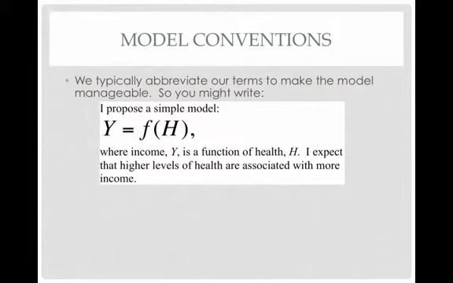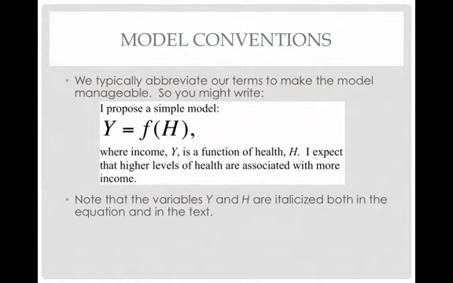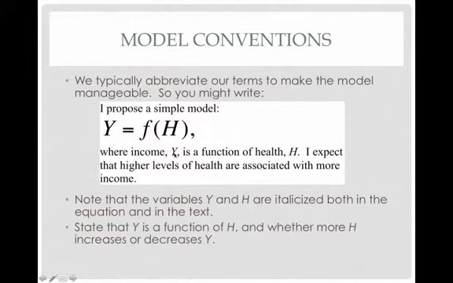I propose a simple model. y is a function of h, where income y is a function of health, h. I expect that higher levels of health are associated with more income. So one of the conventions is that you just use letters to denote the different variables. Okay, notice that the variables y and h are italicized both in the equation and in the text. So that's a convention. When you're naming your variables in your text, you should italicize them.